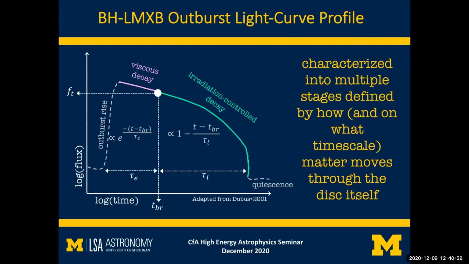Now, the transition to our second radiation-controlled decay stage occurs as the result of the temperature dropping in our outer disk regions. The resulting cooling front then propagates inward at a speed controlled by the strength of our decaying X-ray irradiation.